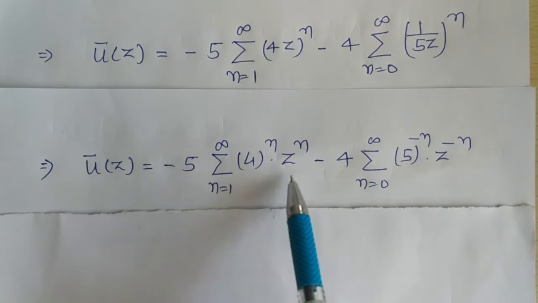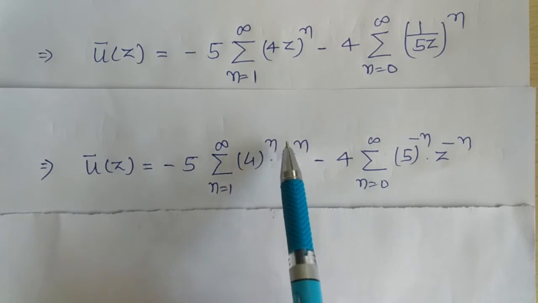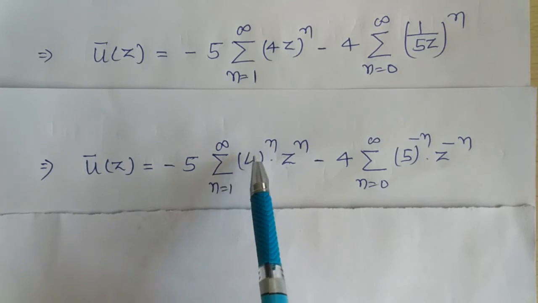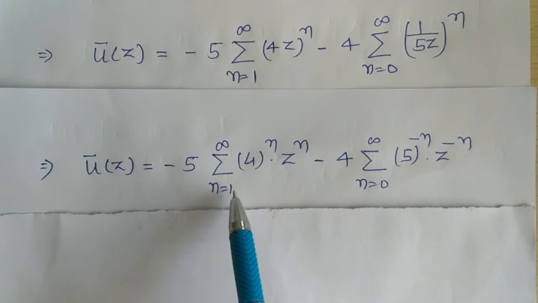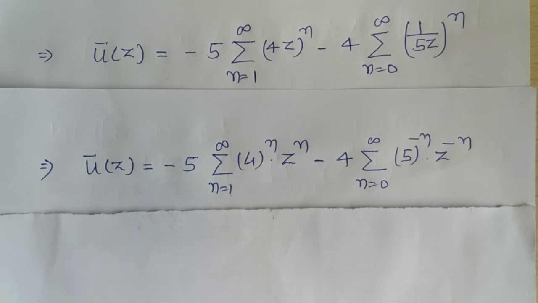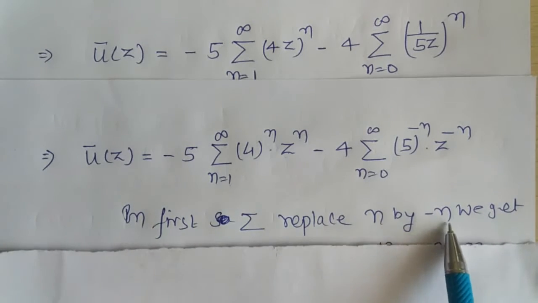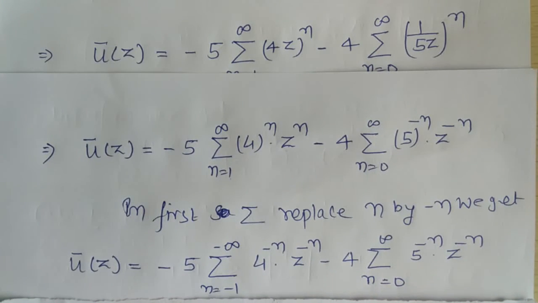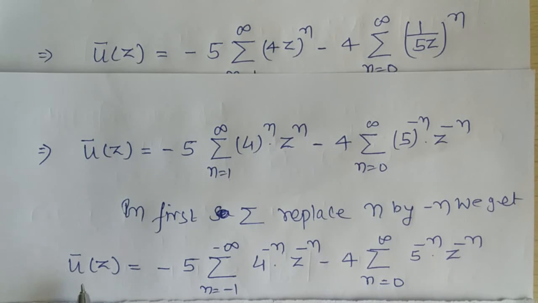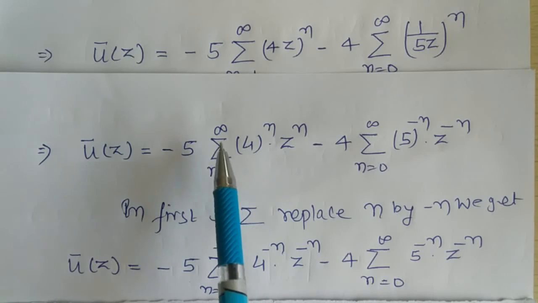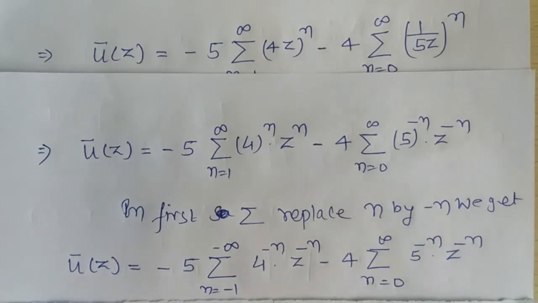So in this first summation we replace n by minus n. Then we get z power minus n, 4 power minus n, and all these n from 1 to infinity become minus 1 to minus infinity, because all n become negative. So in the first summation, replacing n by minus n, we get U bar(z) is equal to minus 5 as it is, summation, and because n is replaced by minus n, n goes from minus 1 to minus infinity.